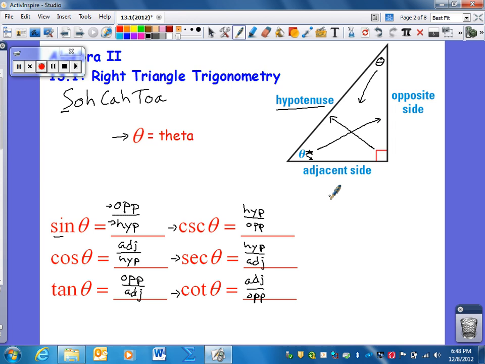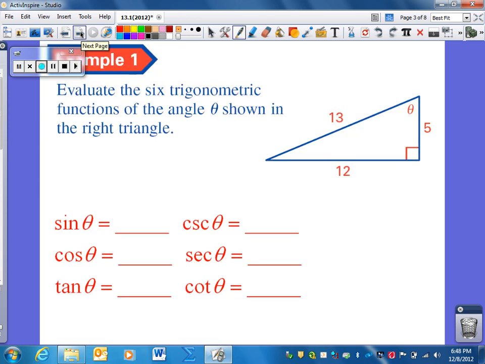All right, so let's actually take a look at an example with some numbers. It says evaluate the 6 trigonometric functions of the angle theta shown in the right triangle. So notice I give you all 3 sides. This is one of those special right triangles. It's a 5, 12, 13. That means 5 is the short side, 12 is the long side, and 13 is the hypotenuse. It gives us those nice whole numbers. And the angle we're looking at is right up here, angle theta. So the first one, sine of theta, SOHCAHTOA.